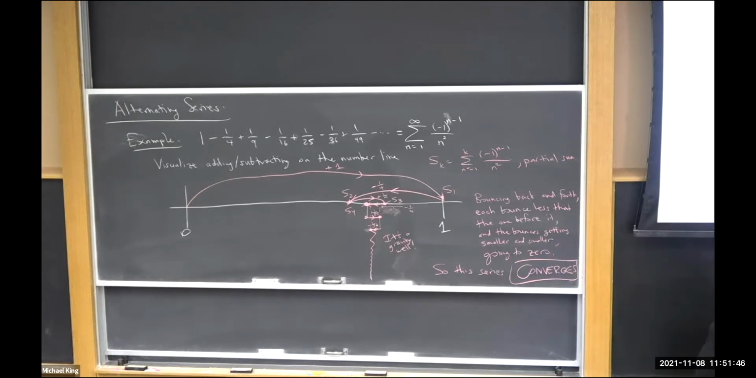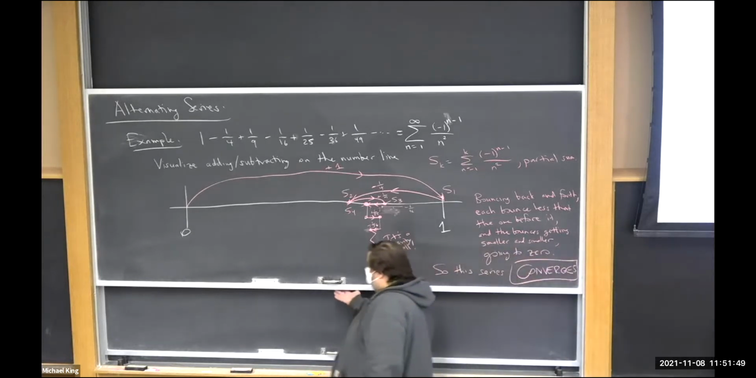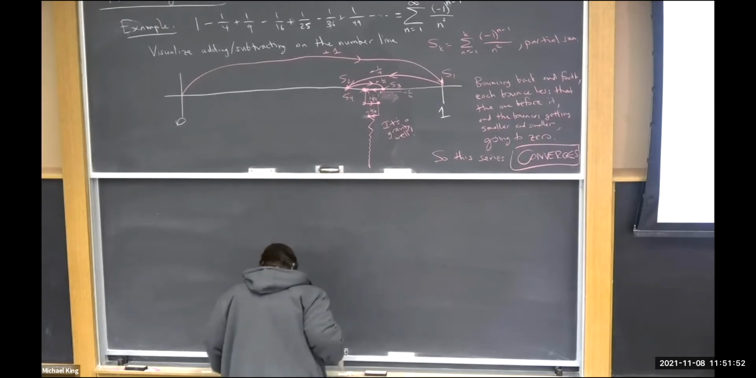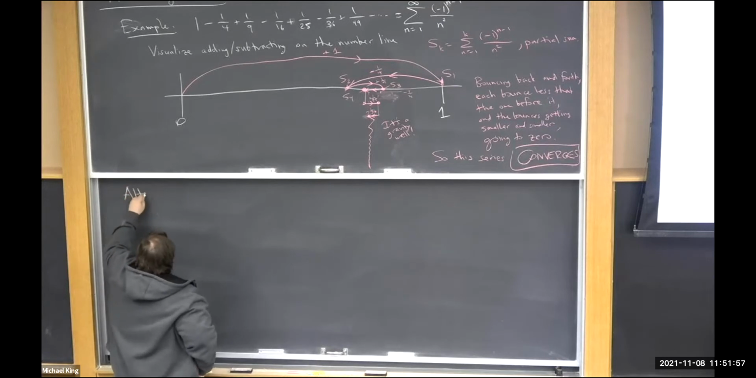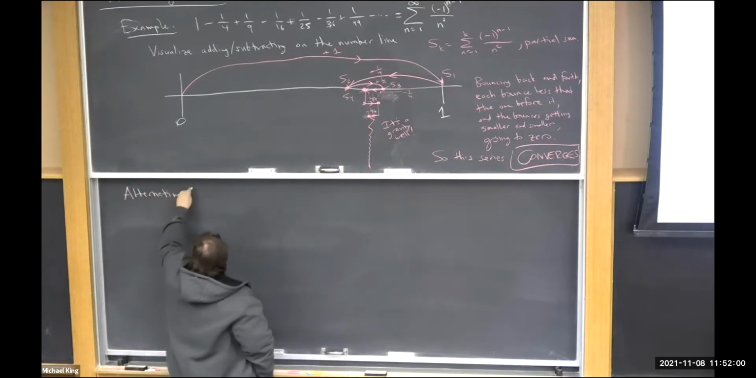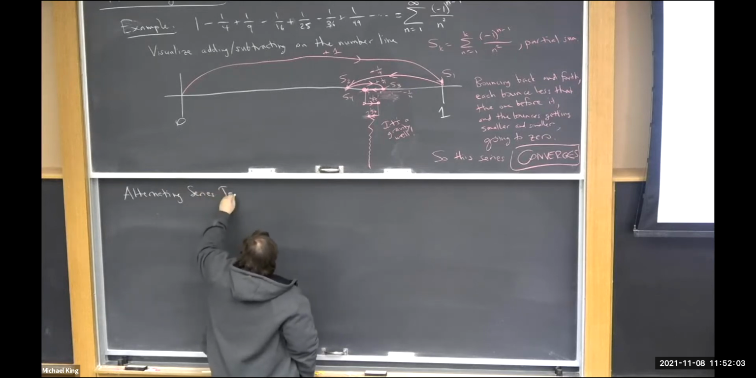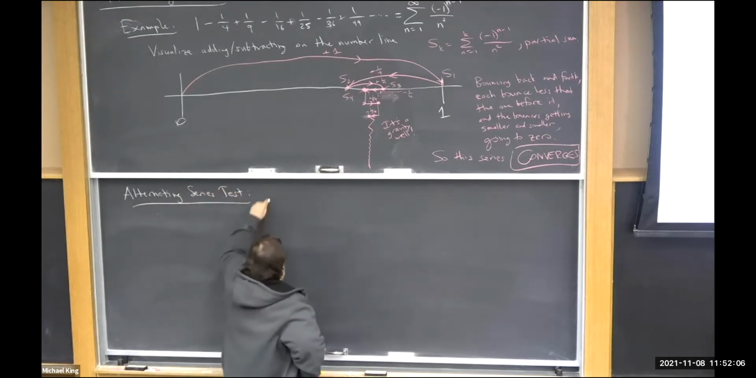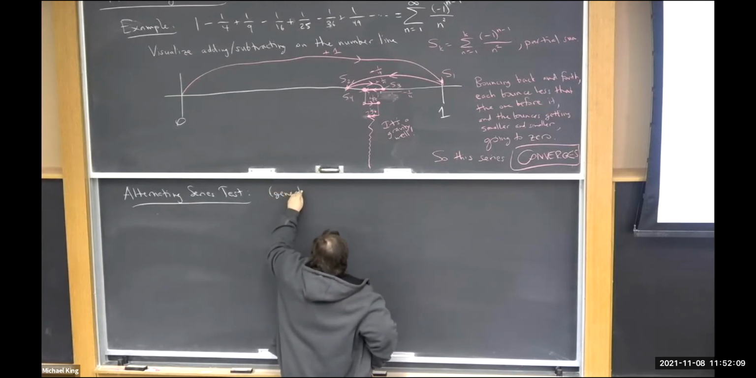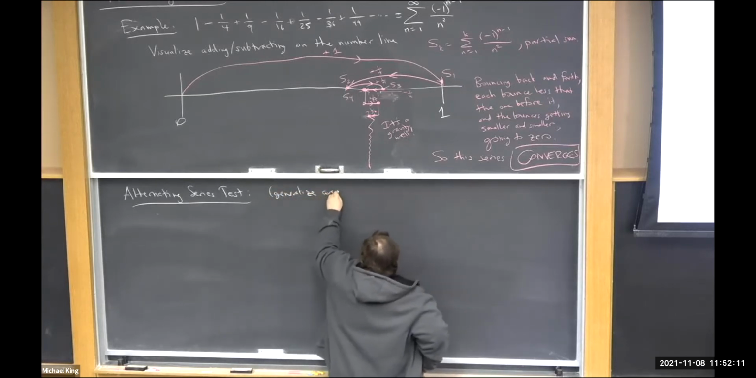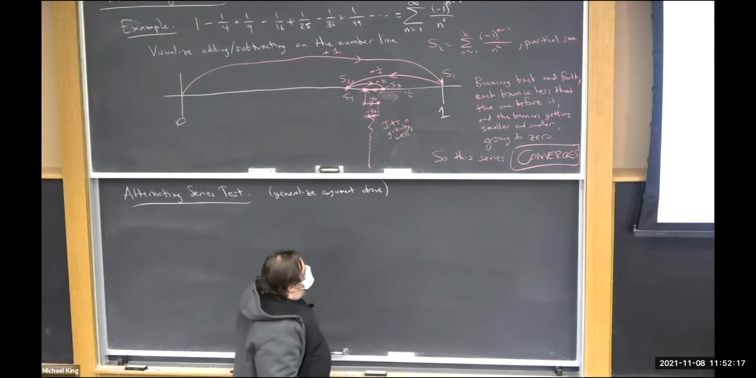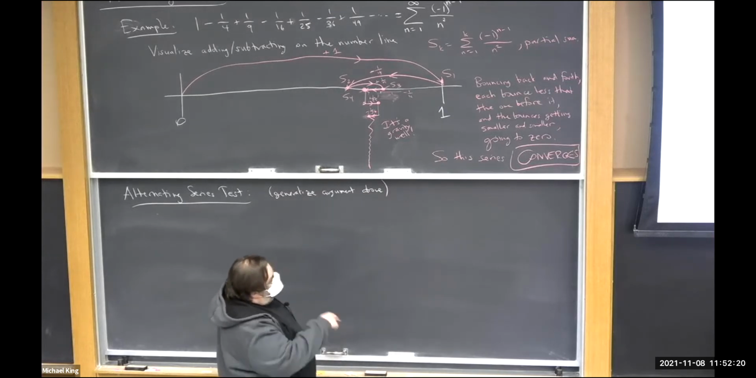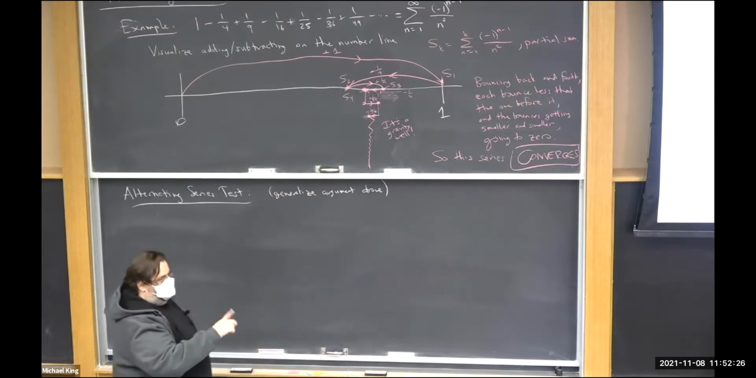And in general, if we generalize this, we get the alternating series test. It's on the handout, but let me just write it out. So the alternating series test: we generalize the argument above. Basically, the way this works is that we're bouncing back and forth, each bounce less than the one before it, and the bounces are getting smaller and smaller, going to 0. Bounce being just adding or subtracting.